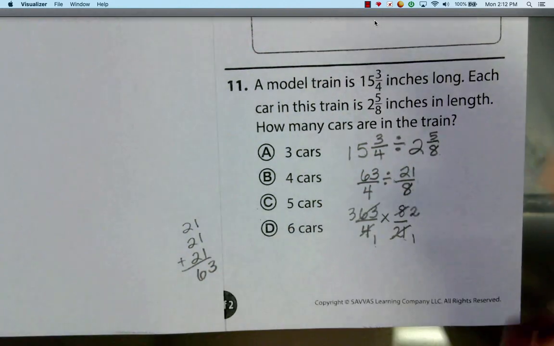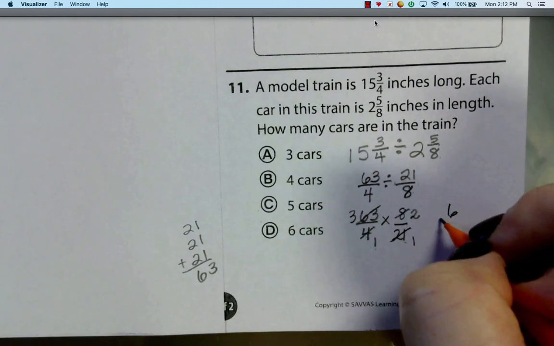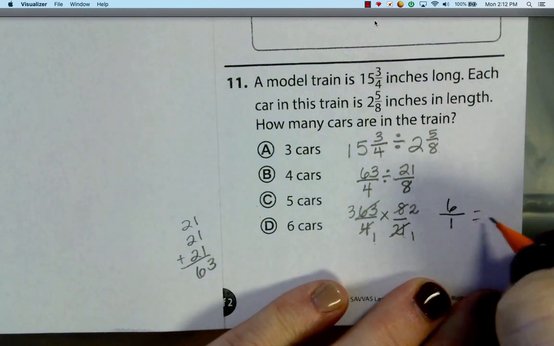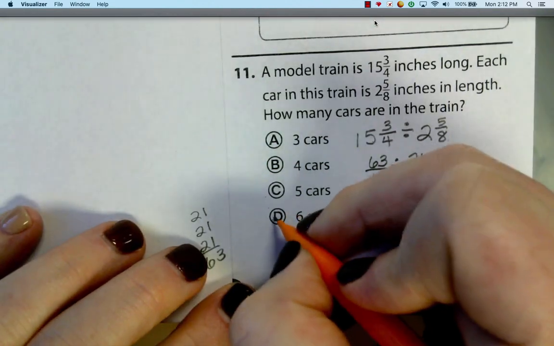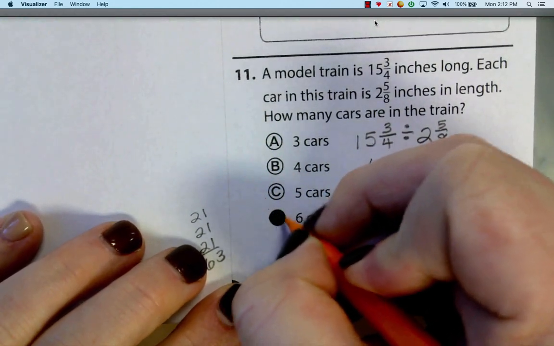Okay, so now I multiply across. 3 times 2 is 6. 1 times 1 is 1. And anything divided by itself is 1, so the answer is 6. So how many cars do I have on my train? I have 6.